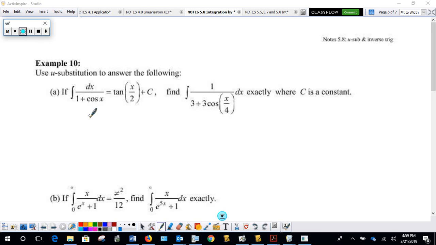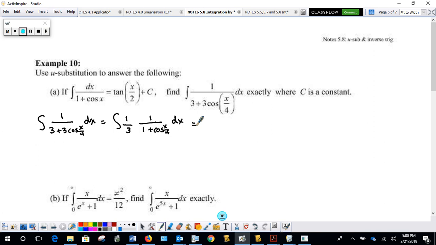All right, example 10 is one where they're going to give you a rule right here, and then they're going to ask you to use this rule to find this. As always, start with what you're trying to find. So I have my 1 over 3 plus 3 cosine x over 4 dx. The first thing that we should notice is that this 3 is not here. So I'm going to pull out a 1/3 from it. So it's 1 over 1 plus cosine of x over 4 dx. Now, this 1/3 is a constant. Pull it all the way out.